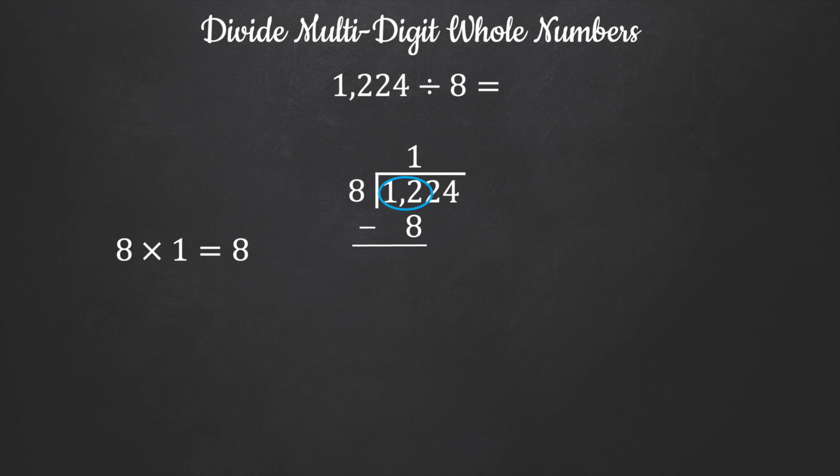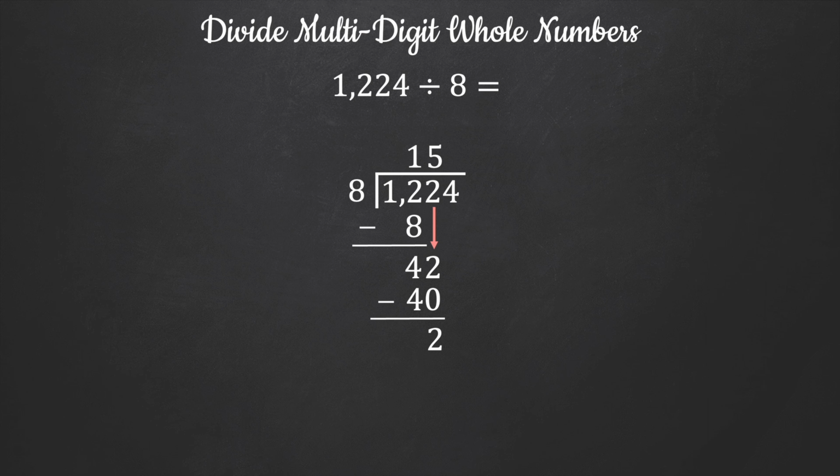So we're going to go ahead and subtract. 12 minus 8 is equal to 4. Next, we're going to bring down the next digit, which is 2. And then we ask ourselves, how many times does 8 go into 42? 8 goes into 42 5 times because 8 times 5 is equal to 40, and that's as close as we could get without going over 42. So now we're going to go ahead and subtract. 42 minus 40 is equal to 2.